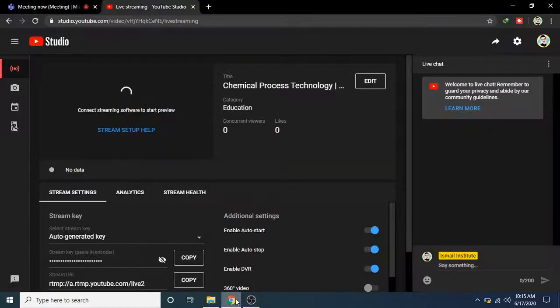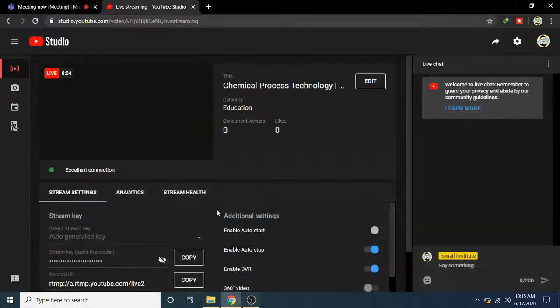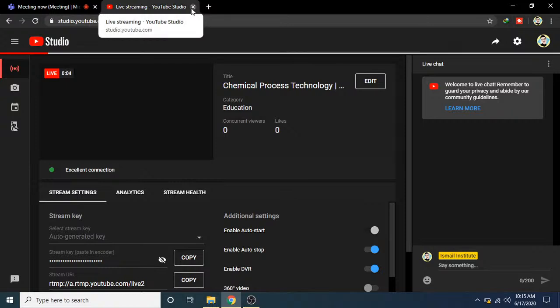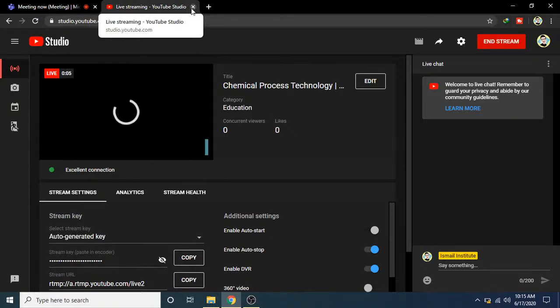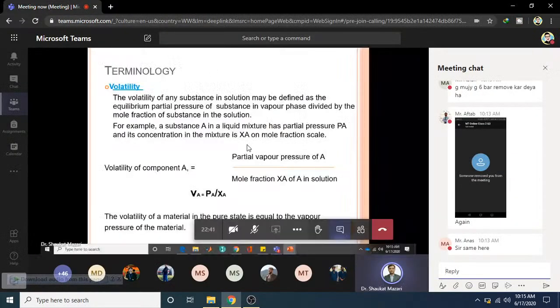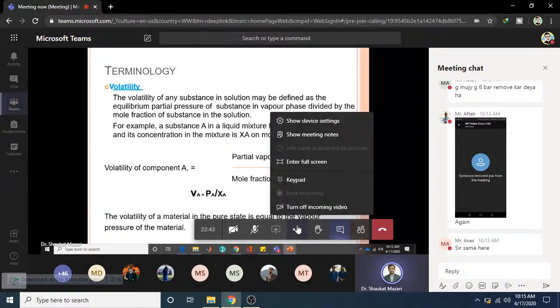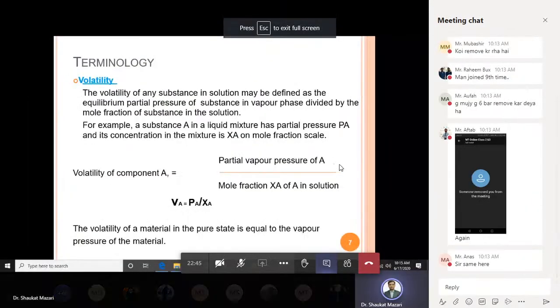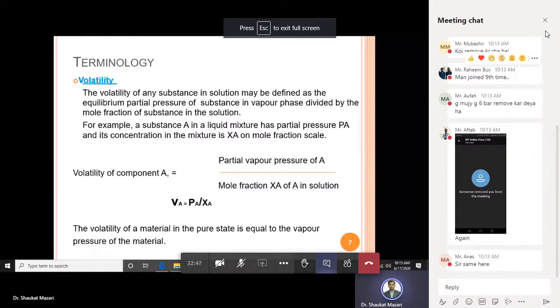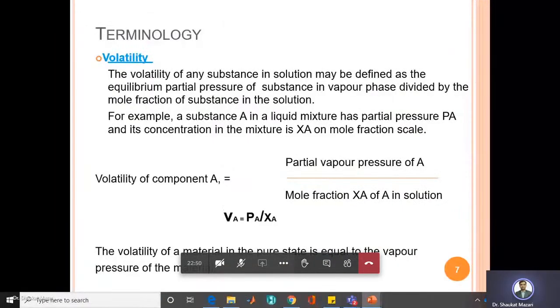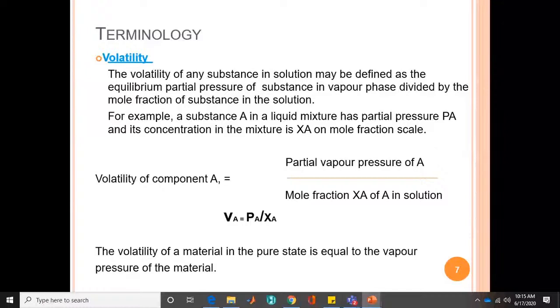Equilibrium partial pressure of a substance in the vapor phase divided by the mole fraction of that substance in the solution. Actually, we talk of the vapor component of that solution, in that system. Normally, we call it y over x. For instance, I have a component A, and it has how much vapor mole fraction compared to its liquid mole fraction, right? So it will show us its volatility.